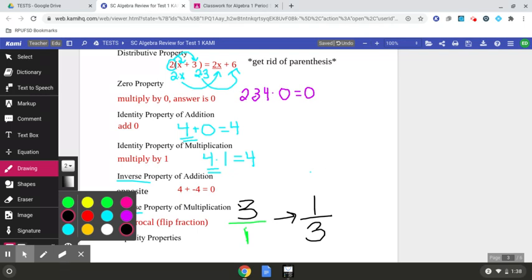Let's just say I had -2 over 5, right? If I flip that, it would be 5 over -2. So these are reciprocals.